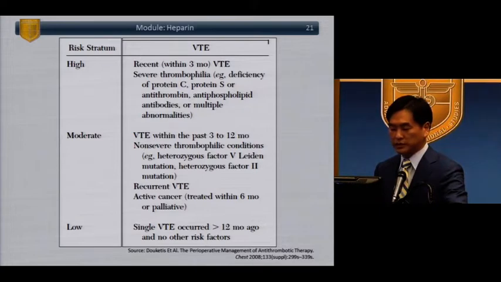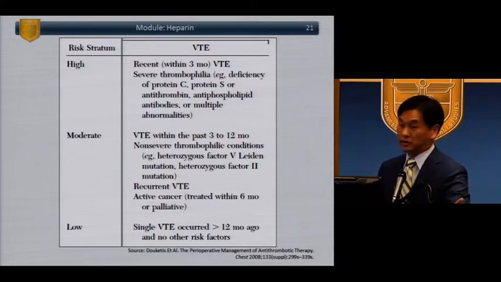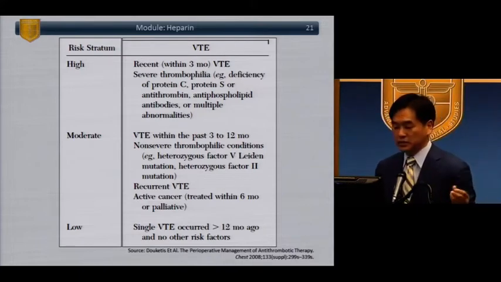VTE prophylaxis. Note that protein C, protein S deficiency, antithrombin or antithrombin 3 deficiencies, antiphospholipid. These are the major hypercoagulable states that require bridging. There are minor bleeding states, factor V Leiden is probably the most common, that don't really dictate a need for perioperative bridging.